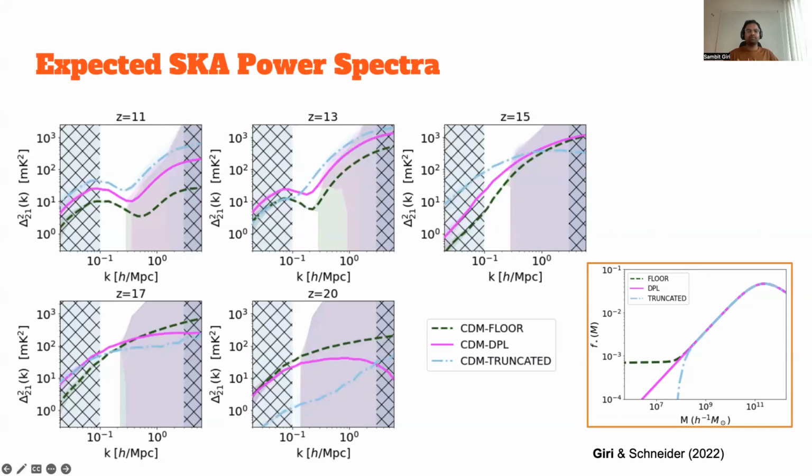As the differences in the dark matter models occur at the small mass end, we assumed three different star formation models. The bottom right panel shows these three models. The DPL model stands for double power law that explains quite well the available ultraviolet luminosity function observations. The truncated model represents scenarios where star formation is inefficient below a halo mass of 10 to the power 8 solar masses. Whereas in the floor model, the star formation is assumed to be very efficient at this small mass end.